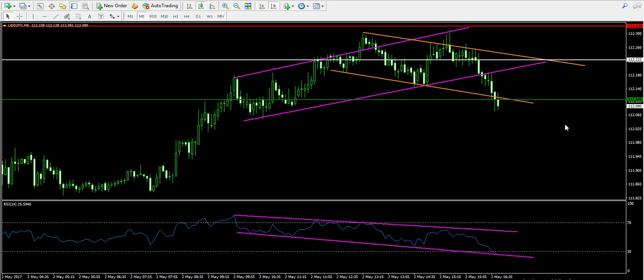and now I will sum up what I did in this trade. So I entered at 112.22 and I exited at 112.11, which is 11 pips profit in this case, 0.11, on the American dollar Japanese yen forex pair.